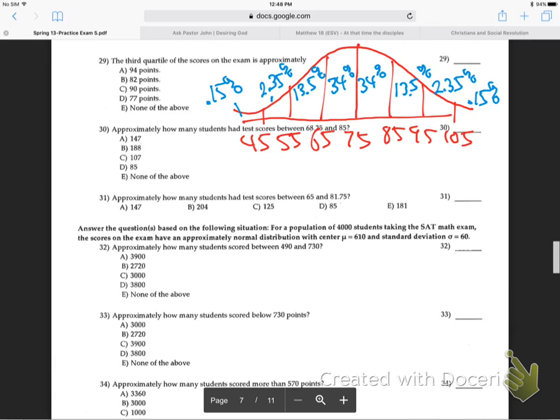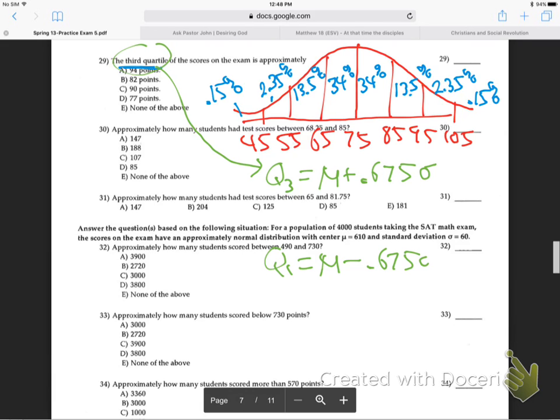Okay, now what's their question? Third quartile. What do we do when they ask us third quartile? We have a special Q3 formula. Q3 is mu plus 0.675 sigma. You definitely want that on your 3x5 card. The Q1 formula is the same thing, but with a minus. So make sure you have those two formulas on your 3x5 card.